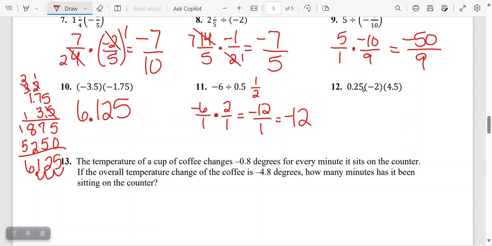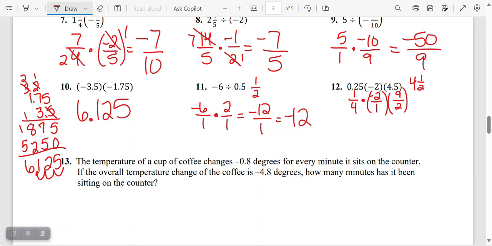But 0.25 is 1/4. Now we're multiplying that times the -2. 4.5 is 4.5. If I change that to a fraction, that's 9/2. For some students, they'd prefer to have this in fraction. It's a little bit easier.